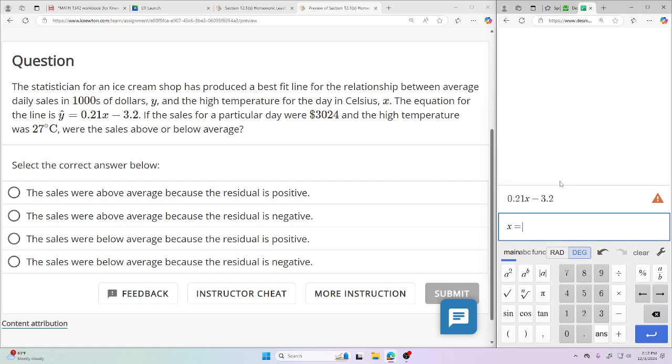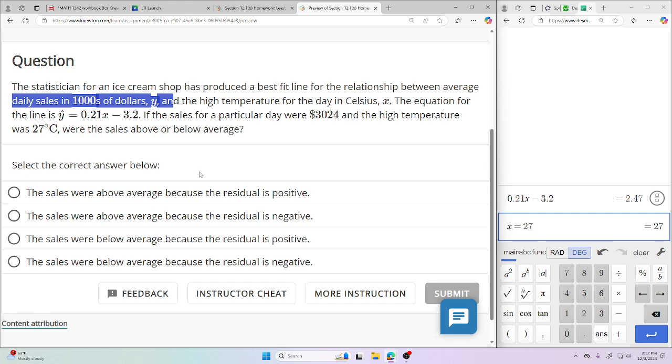X is going to be equal to whatever X is. It says X is Celsius, so that would be 27 in this case. So my predicted is going to be this guy: $2.47. But if I read it a little bit more, thousands. Right, so it's in thousands. So I'm saying it's $2,470.